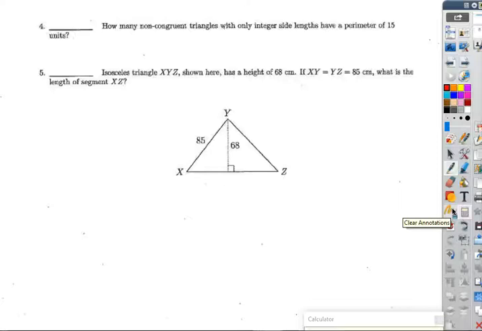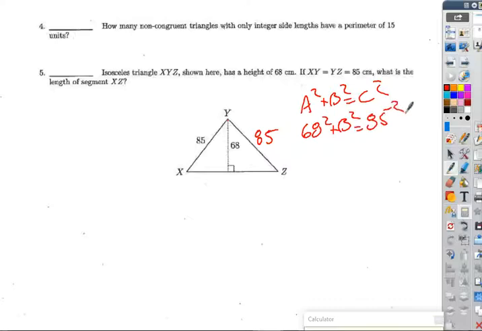Isosceles triangle XYZ shown here has a height of 68, and XY is 85 as well. What is the length of segment XZ? All right, well, this is an isosceles triangle. We know this is a right angle, and so I know that a squared plus b squared is equal to c squared. And so I have 68 squared plus b squared is equal to 85 squared.